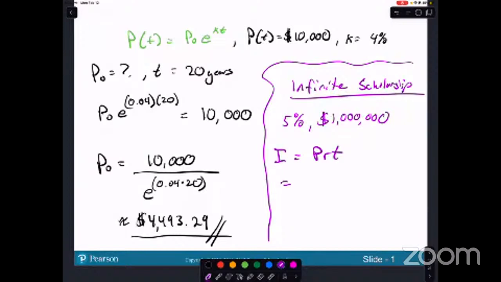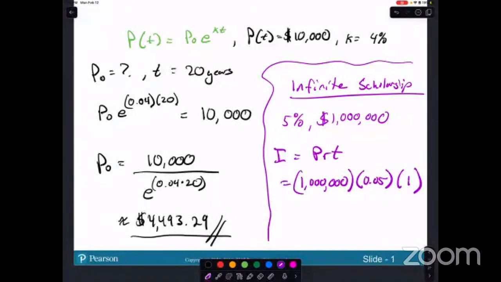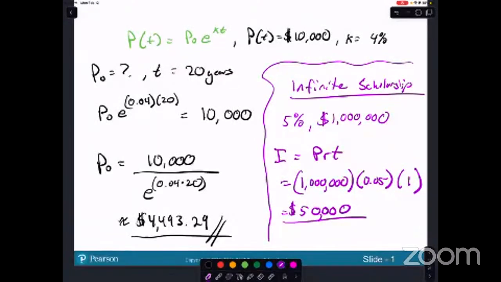The rate is 0.05, and we just want to see how much is going to be in the account after 1 year. So 1,000,000 times 0.05, we move the decimal to the right, what, 6 times? 1, 2, 3, 4, 5, 6. So with an interest-bearing account earning 5%, if we deposit $1 million into that account and just let it sit, at the end of the year, we'll have $50,000.